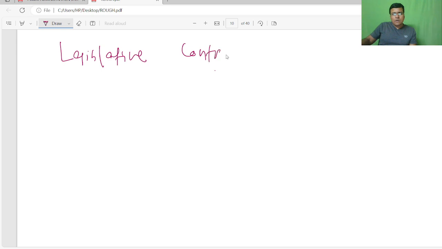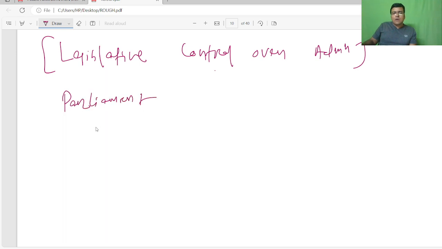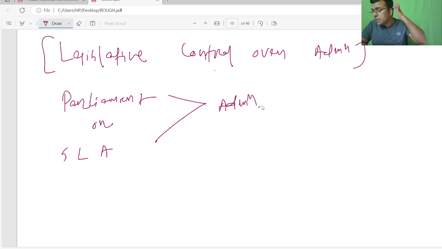Legislative control over administration. And legislative means we say it is parliament or state legislative assembly, their control over administration. Okay, answer me one question. We have discussed something in paper 1. In paper 1 unit 1 there is a theorist, and in his idea he said that legislative control over administration should be there. Who is the theorist and which part have we discussed this?